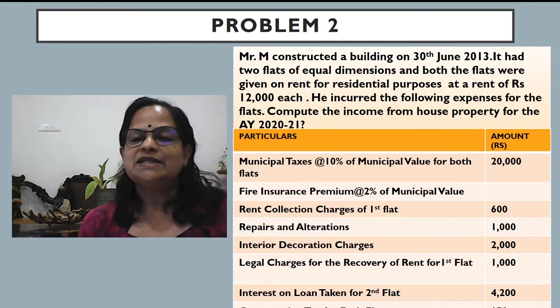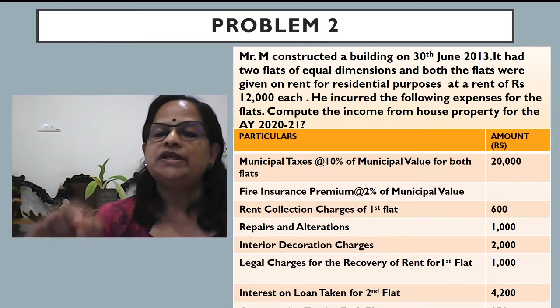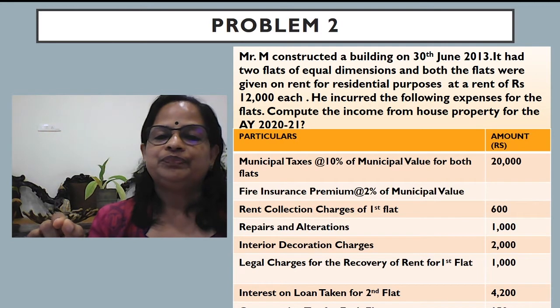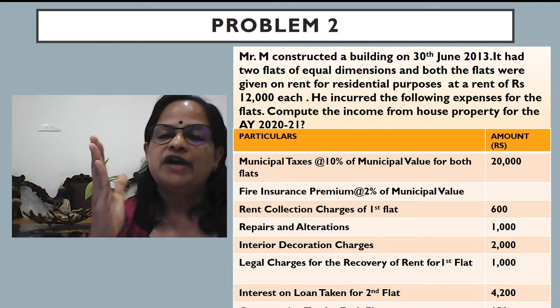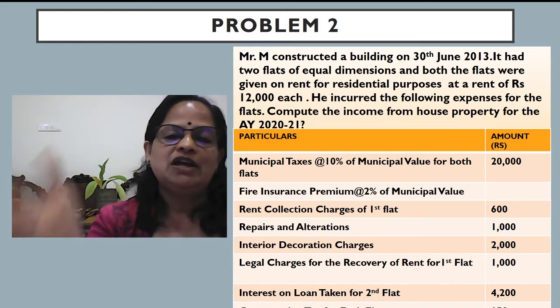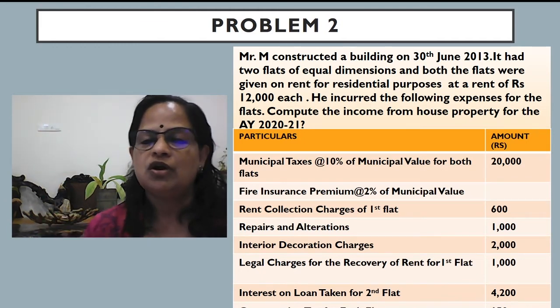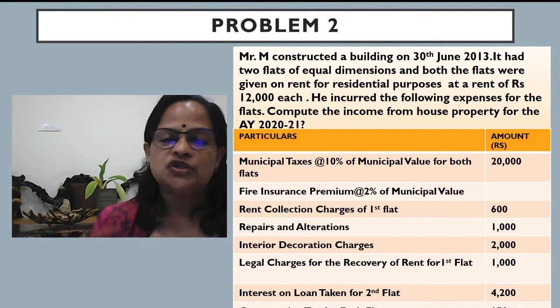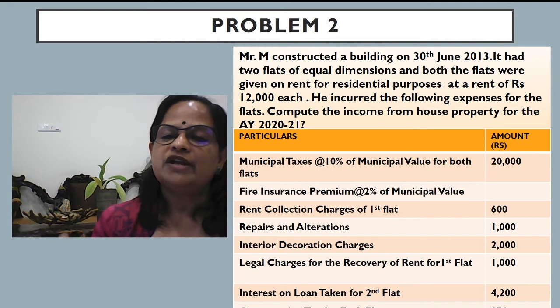Municipal taxes at the rate of 10% of municipal value for both the flats. So 20,000 into 10%, 2,000 for both the flats, meaning each flat will be 1,000. Fire insurance premium at the rate of 2% of municipal value, so we have to calculate that. Values are directly given. Rent collection charges of the first flat, 600, we are not going to allow. Repairs and alterations, not allowed. Interior decoration charges, not allowed. Legal charges for recovery of rent for the first flat, not allowed. Interest on loan taken for the second flat, 4,200.